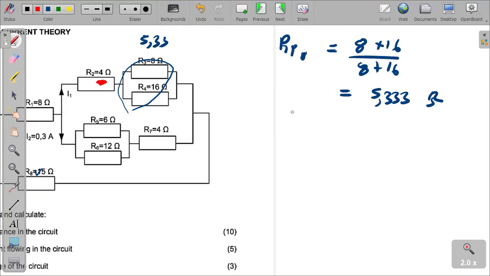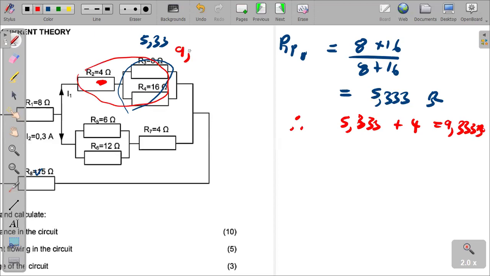That 5.33 is in series with the 4 ohm. So we can say 5.33 plus 4. If we add, we are going to get 9.33 ohms. So this whole branch has an effective resistance of 9.33. We call it an effective resistance or an equivalent resistance. And from there, we go to this other branch.